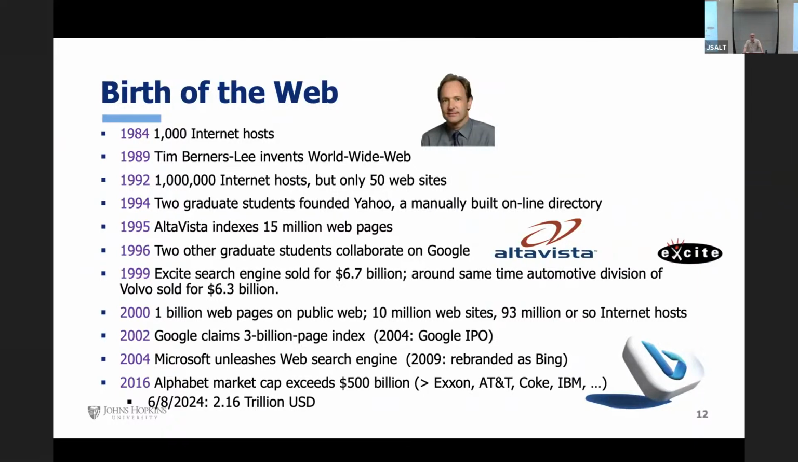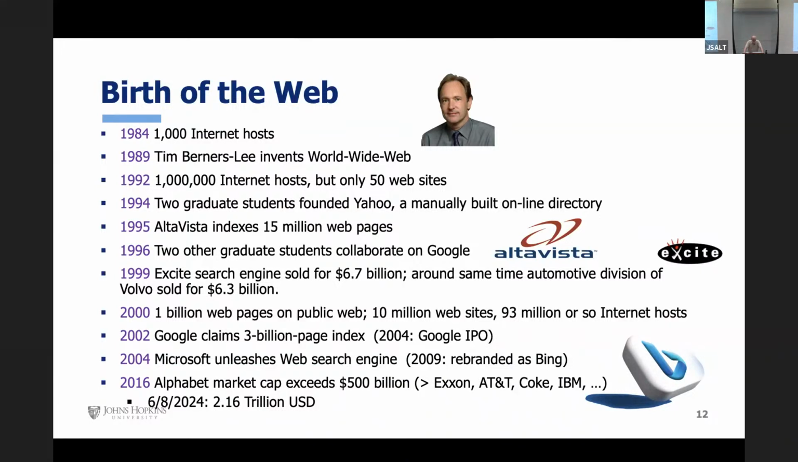Third, the web has had a profound effect on information retrieval. In 1984, there were only 1,000 internet hosts. The World Wide Web was invented in 1989. And by 1992, there were 1 million internet hosts, but only 50 World Wide websites. Along came some graduate students who founded Yahoo, which was a manually built directory of the web. And by 1995, the Alta Vista engine was indexing 15 million pages, which at the time was astounding.